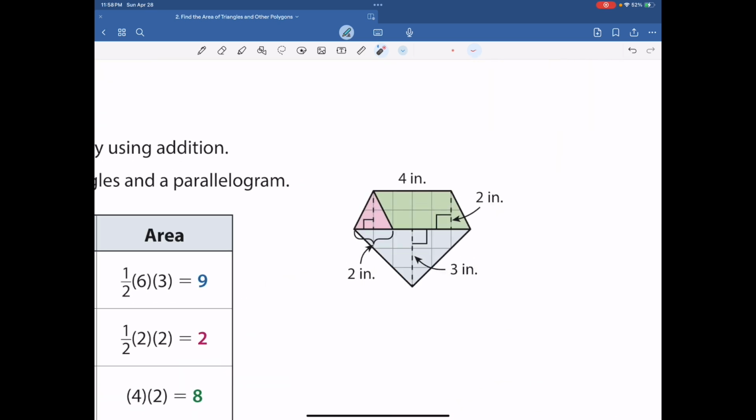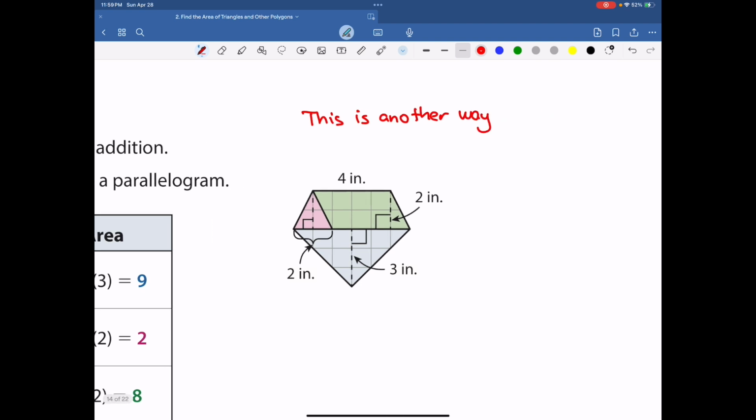So here, this is another way we could have decomposed the diamond. Write it down. This is another way we could have decomposed the diamond.